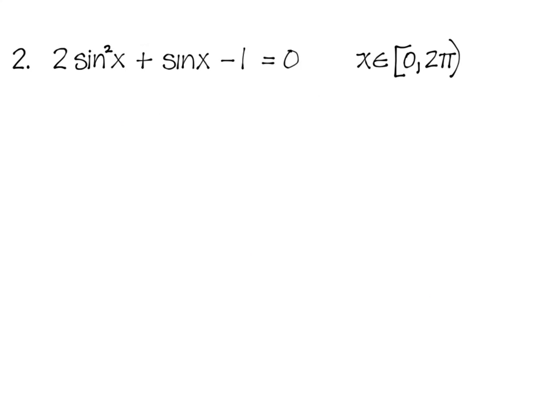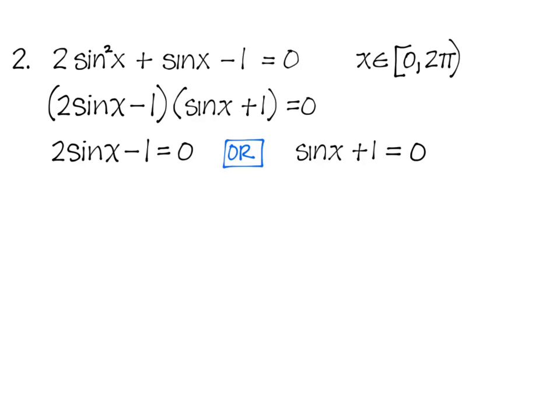Problem number 2. If you look at this carefully, this actually resembles a quadratic. We've got 2 times something squared plus 1 times something minus 1 equals 0. Well, that factors. So we have these two factors. We now use the zero product rule, breaking up our two factors, having them each equal to 0. We're going to take this first side and solve this for sine of x. So we're going to add 1 and then divide by 2.